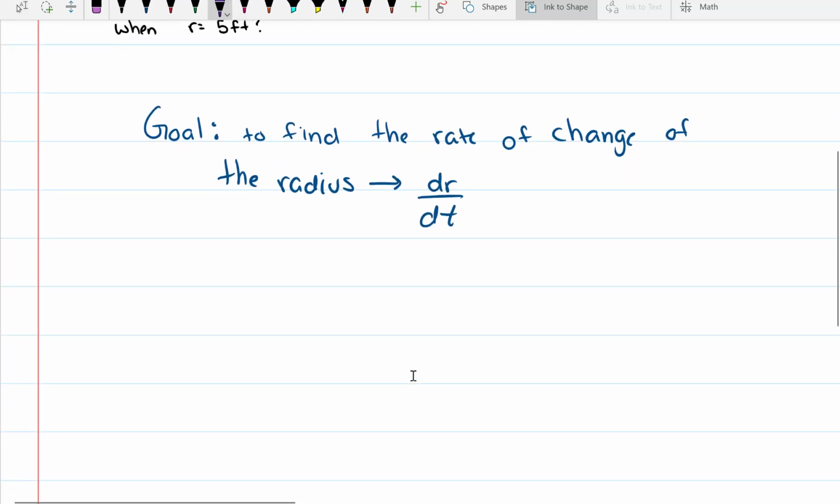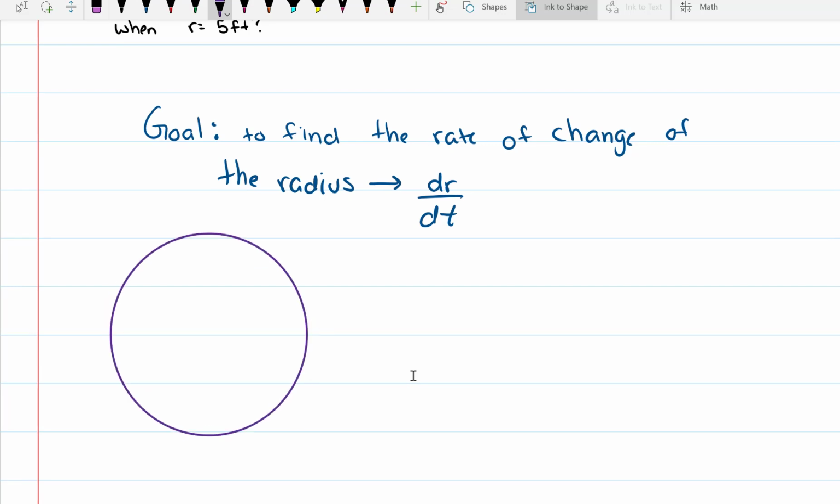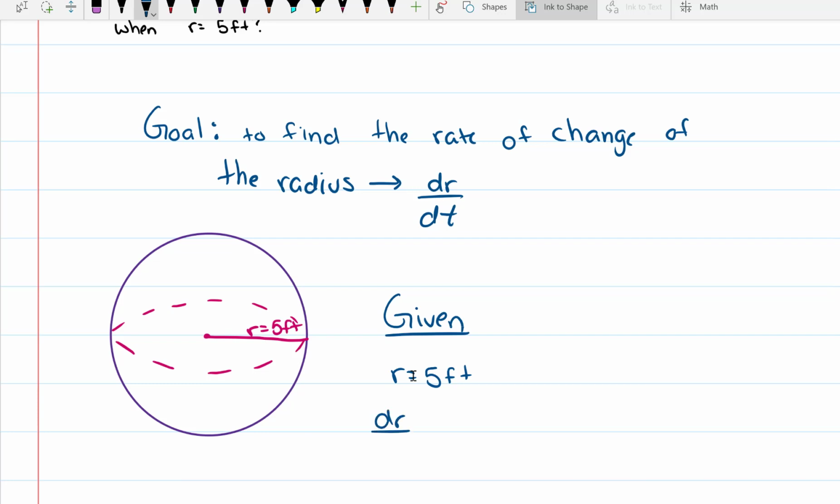So it always helps to draw a diagram. So here's my diagram, and I know that at a specific point, r is 5 feet. So if you want to draw it in 3D, you just draw these little things. And that shows that it's in 3D now. And we're given certain pieces of information. We're given that r is equal to 5 feet. And we're given that, sorry, not dr dt, dv dt is 100 pi.